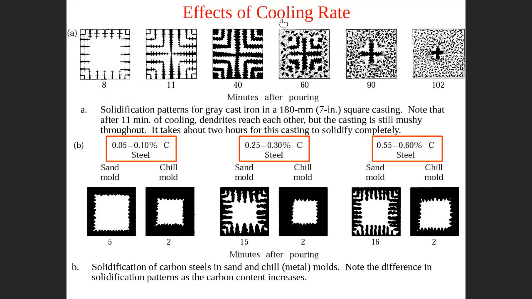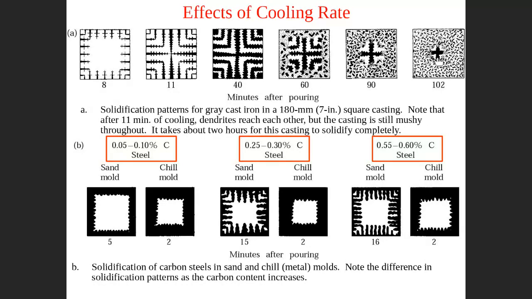Then you can see the effect of the cooling rate here. Here is the time: 8, 11, 40 minutes, 60 minutes, 90 minutes, 102 minutes. Here you see the material start to solidify. Dendrites start to be created. Later, when you have more time, the dendrites meet each other and the solidified area increases. More time, more solid area, more and more, until finally you reach full solidification, when the material is totally solidified.